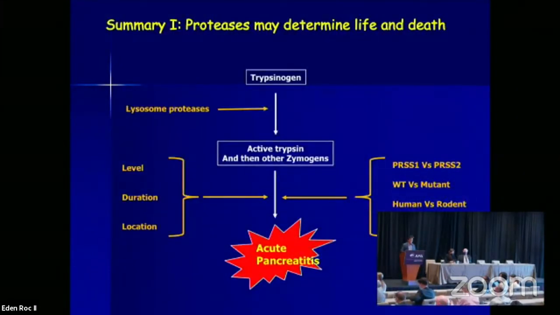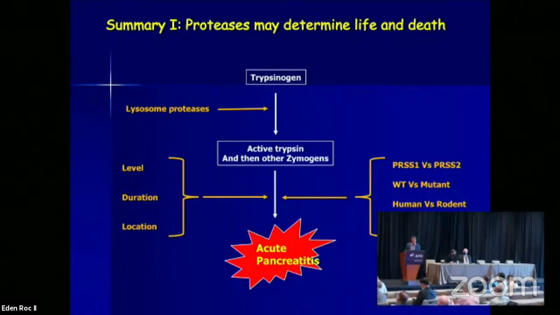So let me summarize our concepts. Proteases, including trypsin, are really key in the development of pancreatitis. It may determine life and death. Lysosomal enzymes are involved in trypsin and protease activation, and once they are activated, they will cause pancreatitis. But it will be level dependent, duration dependent, and also location dependent. Dr. Gorelick has a beautiful study showing that once trypsin is activated, if it's secreted to the duct, it doesn't cause pancreatitis. So location is also very important.